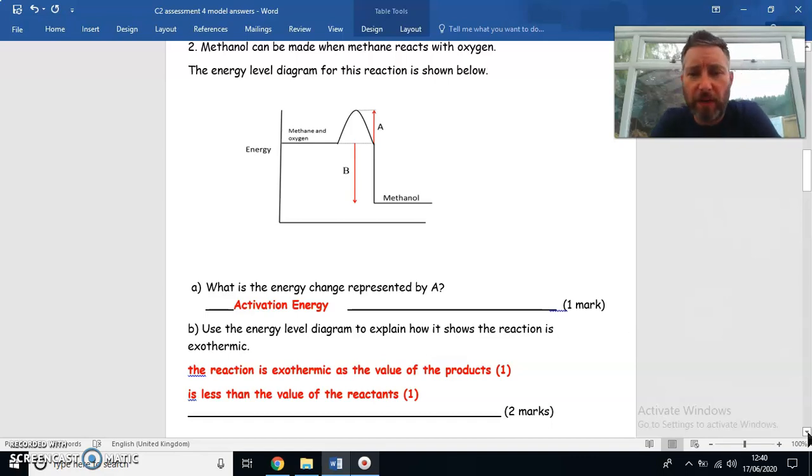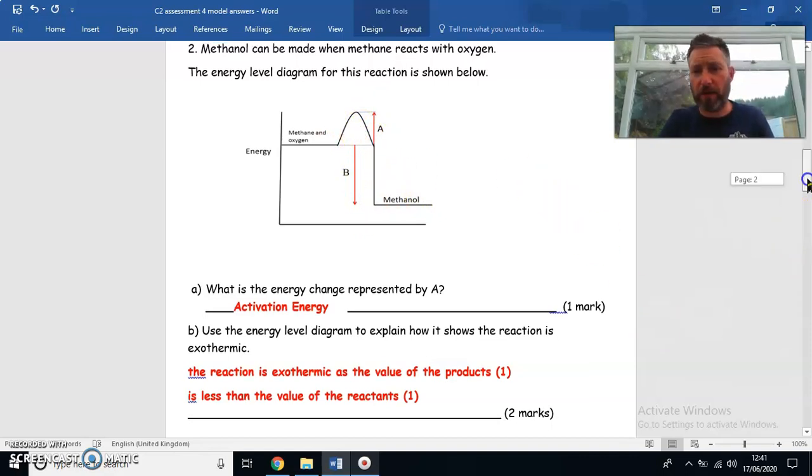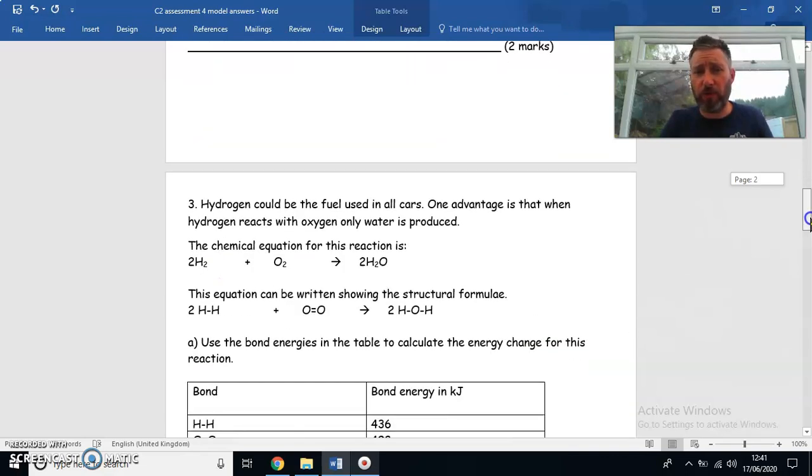How do we know that reaction is exothermic? Because the energy of the products is less than the energy of the reactants. So any variation on the theme of they have more than them will do. Or you could say the change in energy, B, is negative. Either will do for that. I've got a few different answers, all pretty much correct, so well done.